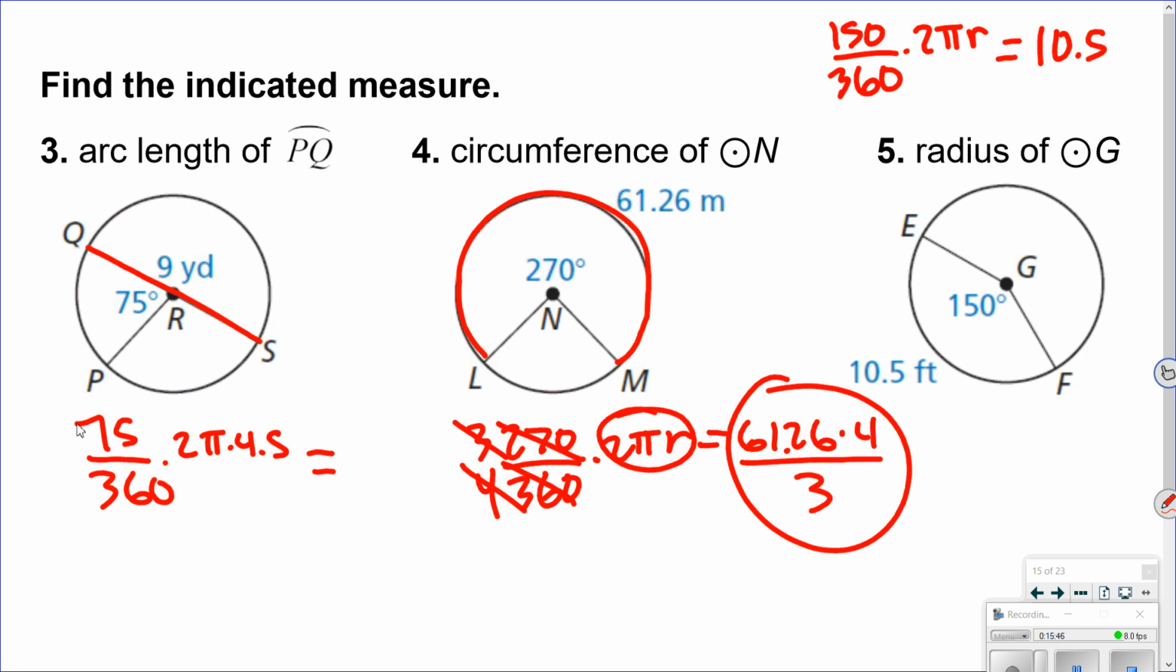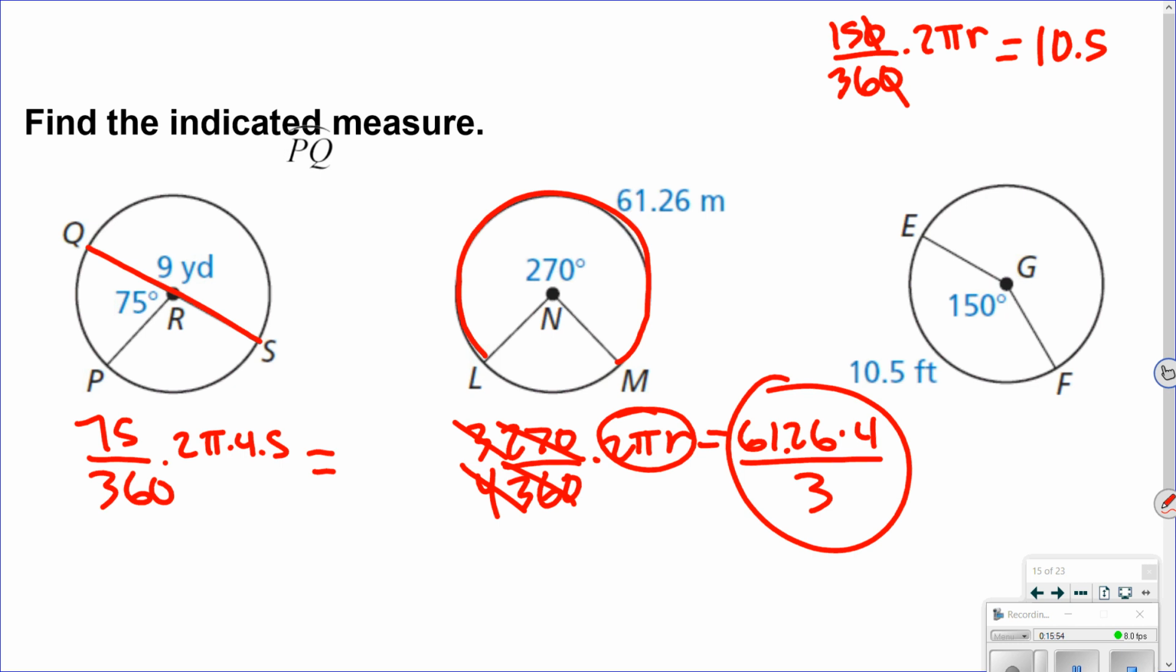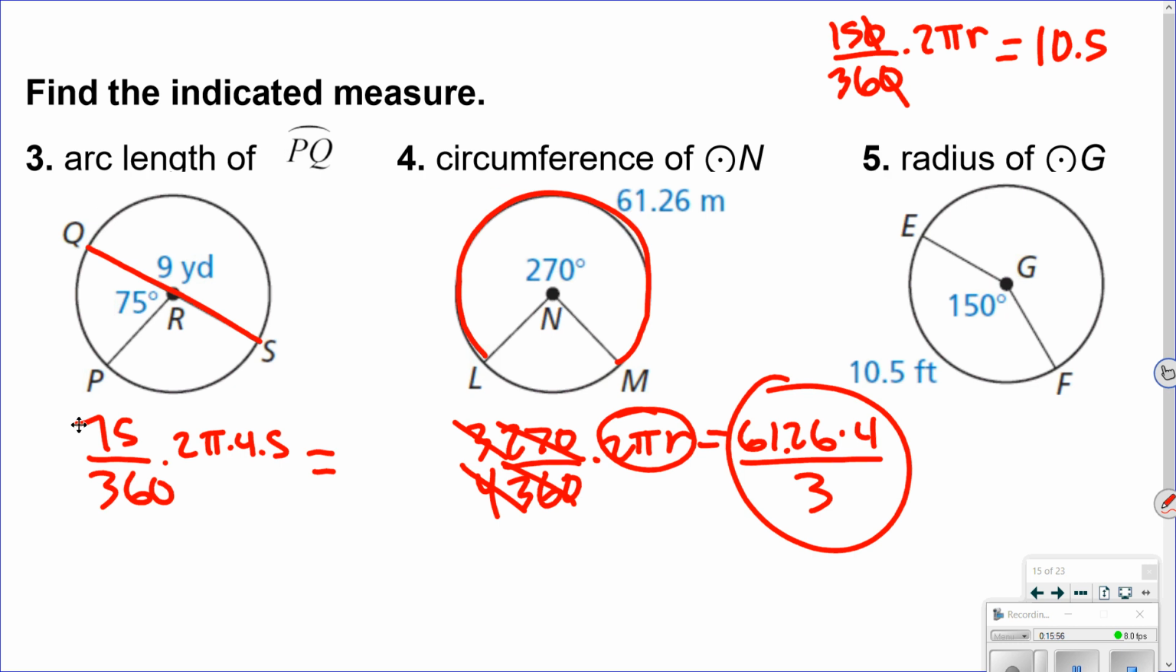So you can reduce this. 150 over 360. Well, you can divide them both by 30, so it'd be 5/12. And then come up over here. So I end up with 5/12 times 2 pi r equals 10.5. So I'm going to times by 12 to get rid of that.